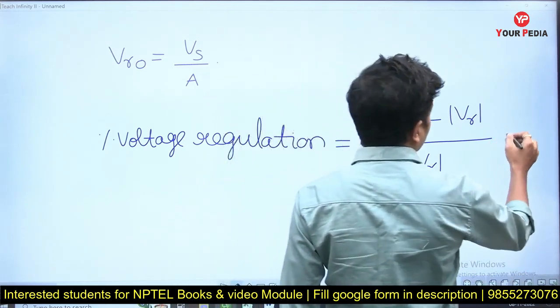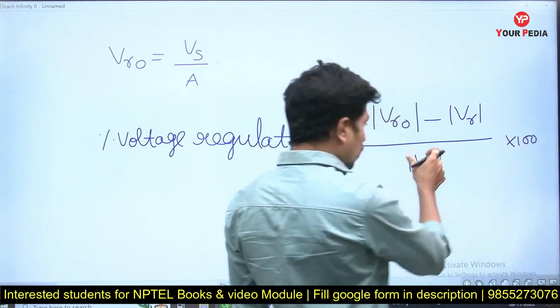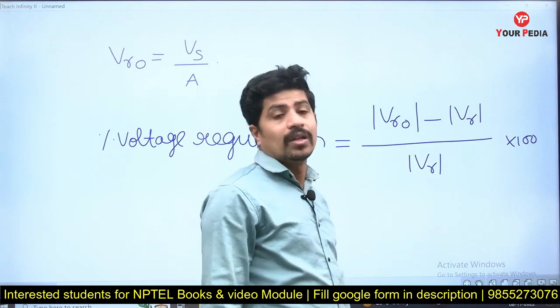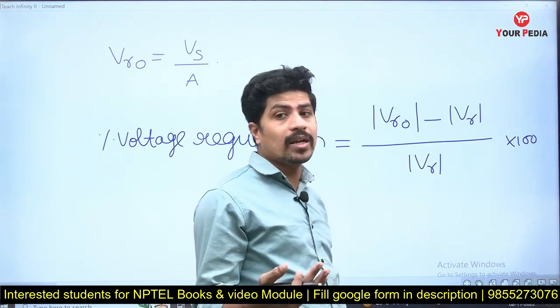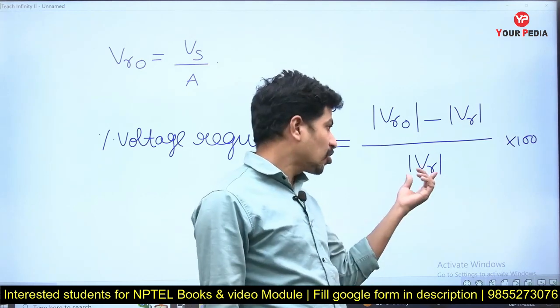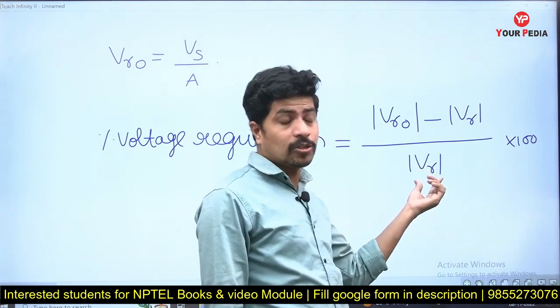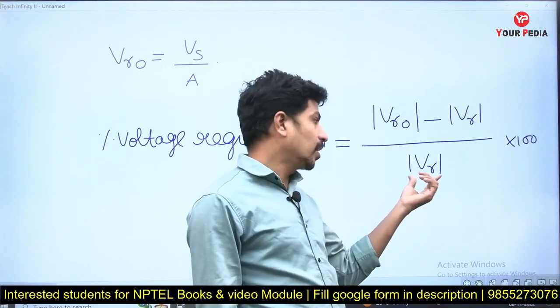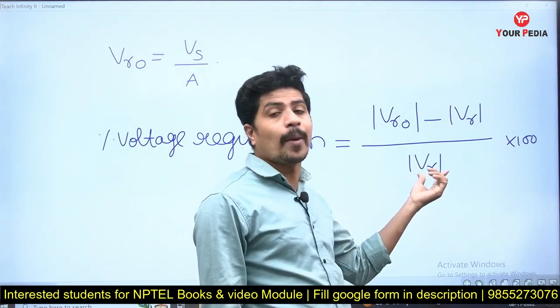Into 100. Understand why we are using mod VR. This is a general regulation. For a transformer, we have one more regulation. In total, we have regulation up and regulation down. For a transformer, we take the no load voltage in the denominator, but for a transmission line, and for all electrical machines except the transformer, we take the full load voltage. This will be regulation up.